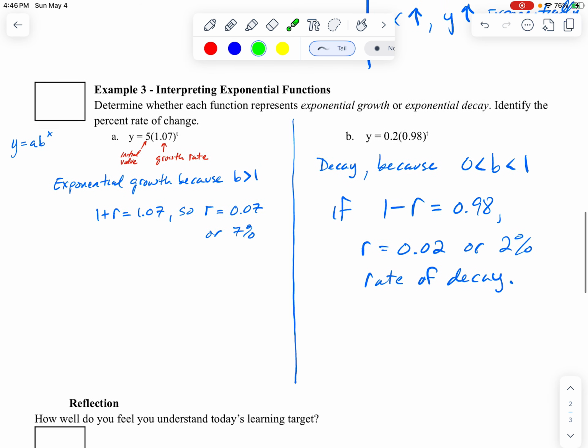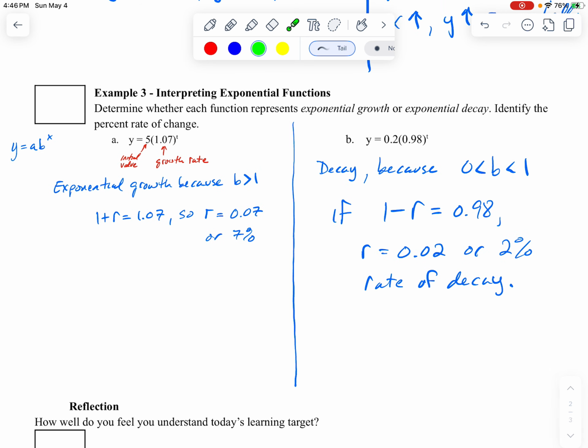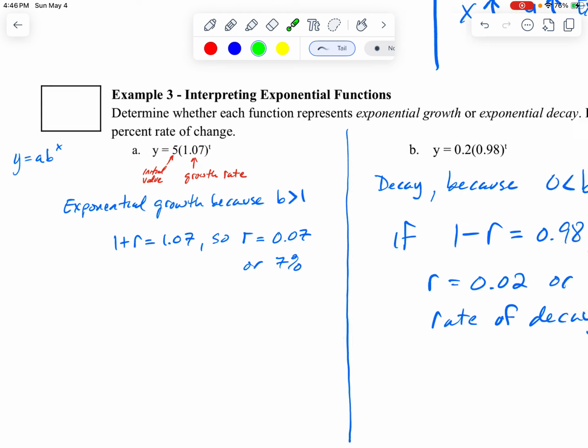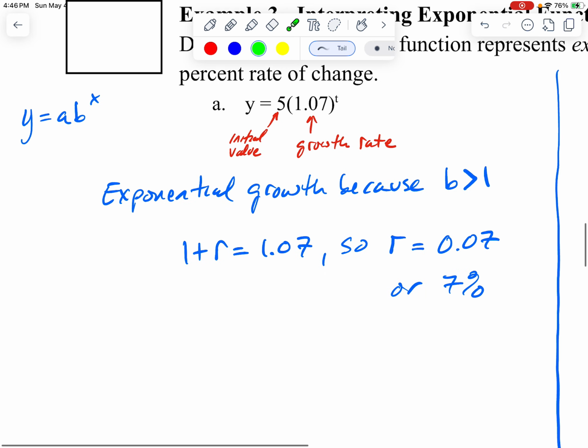All right, interpreting exponential growth and decay. So determine whether it's growth or decay, and identify the percent rate of change. So that's that r value again that we talked about up above. So this first one, we're always of this form, y equals ab to the x. So this 5, that's my a, that's my initial value. Here's my b value. It is growth because b is bigger than 1.